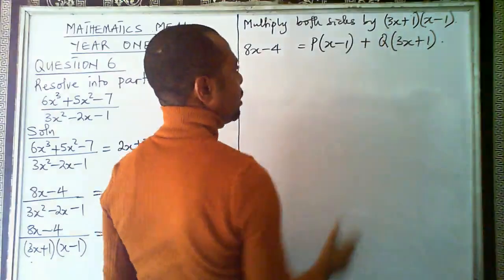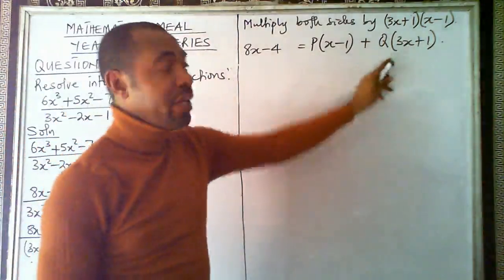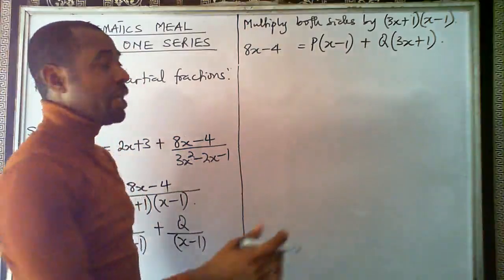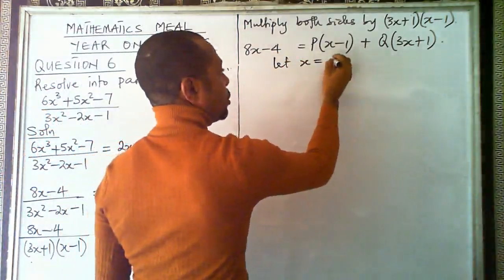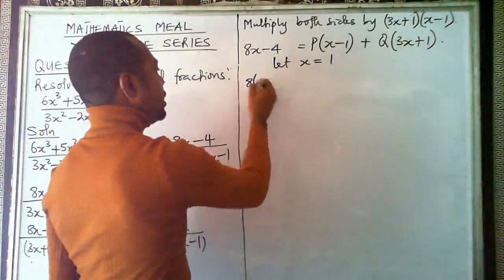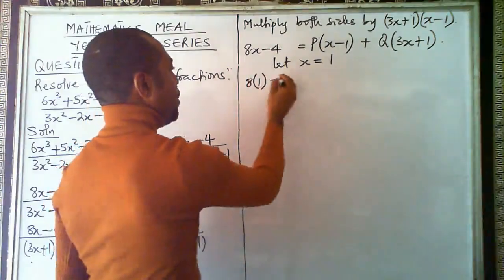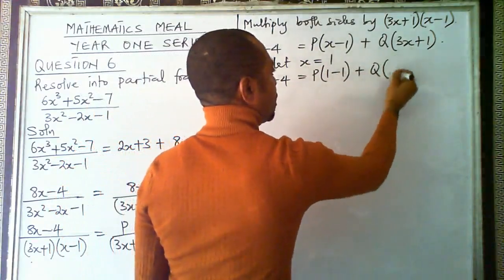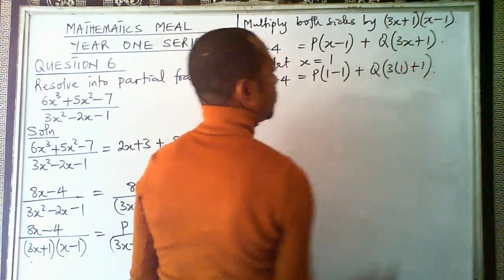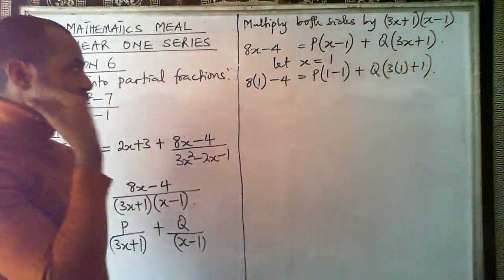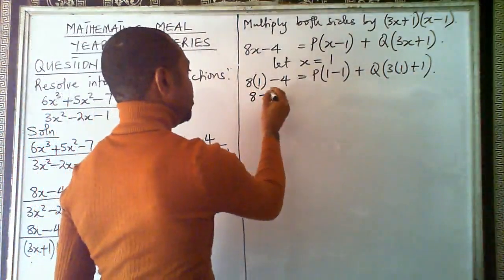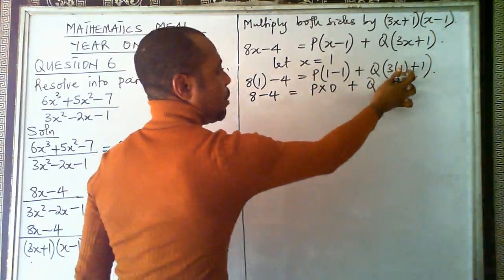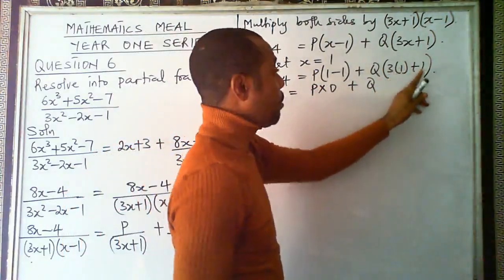Okay? So if we apply our cover-up rule, we can fix a value that will remove P, and also fix a value that can remove Q. So let's first of all remove P and find Q. What value can we substitute here to convert the whole of this to 0? We can say let x be 1. If we do that, we have 8 times 1 minus 4 is equal to P times 1 minus 1 plus Q times 3 times 1 plus 1. So any place we see x, we substitute 1. So 8 times this is 8 minus 4 equals P times 0 plus Q. Sorry, 3 times this is 3, 3 plus 1 is 4.